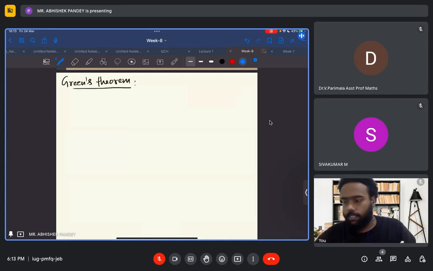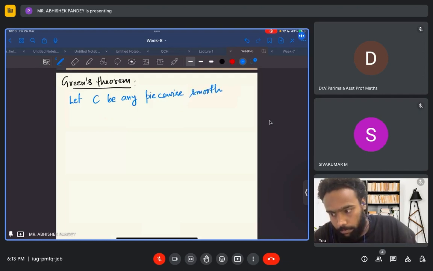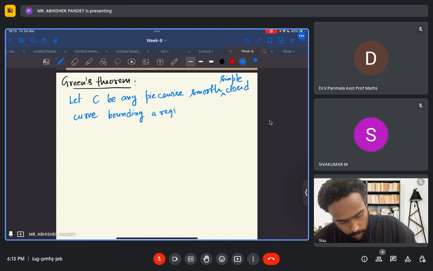Let C be any piecewise smooth, simple closed curve. Simple means it does not intersect itself. So C is a simple, piecewise smooth closed curve bounding a region R.